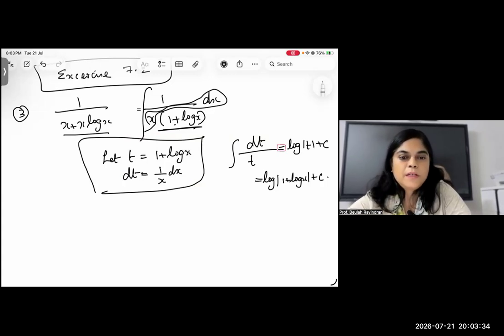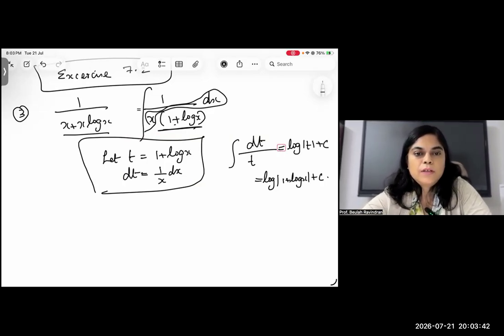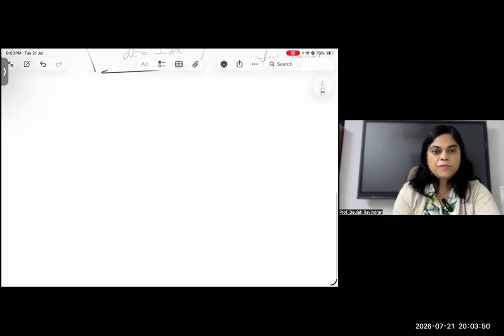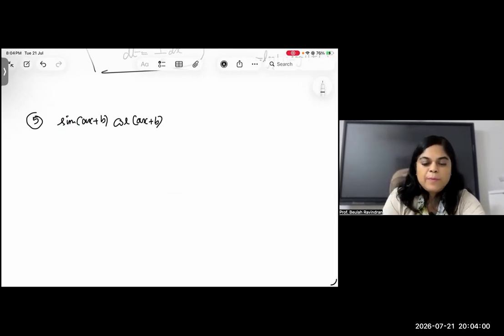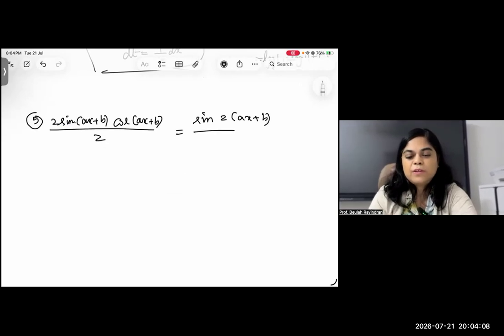Another tough problem, I will explain you that. Another one is the fifth one that you can do: sin of ax plus b into cos of ax plus b. That is very easy. If you multiply and divide it by 2, it will become sine 2 of ax plus b by 2. Make sure these two are the same angle. That is the main point.